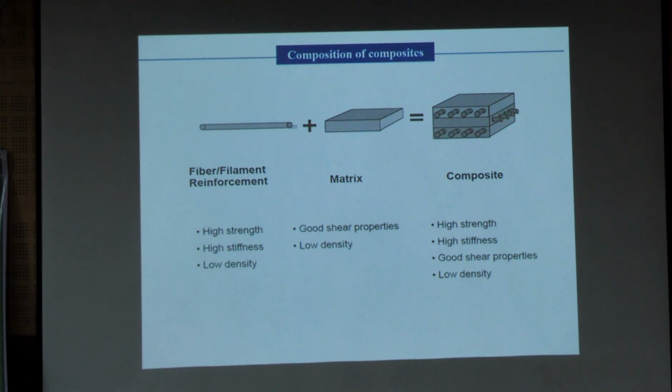So now this is the composition of the composites. We take fibers or filaments as a reinforcement because these have high strength, high stiffness and low density, and then we take a matrix material. The matrix material also has low density but has good shear properties. Then if you mix both, we get all the properties like high strength, high stiffness, better shear properties and low density. So to get the different combinations, we go for composite materials, right?